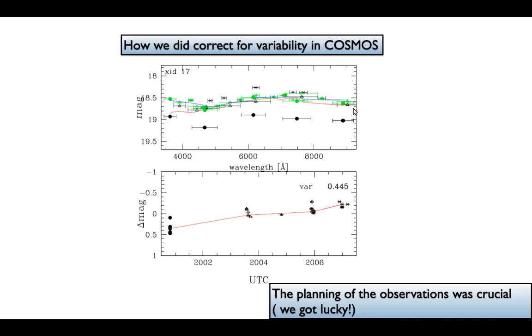And probably this is something that with LSST can be done. So that then, as long as you are able to trace how the object have changed in all the photometric points, you can correct for it. So this is how we did it in Cosmos.